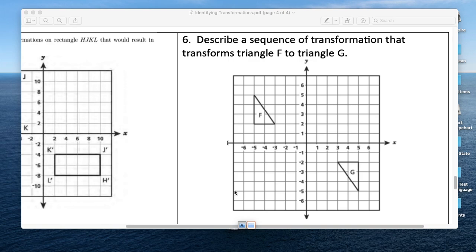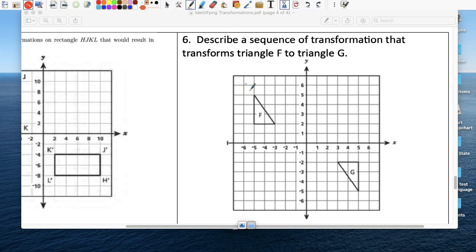Let me see this one. Describe it right. Something from F to G. So again, trace it. How do we get this to look like G? What can we do to it? Can we rotate this? Well, what if I reflect this? Right, so let's reflect that now.